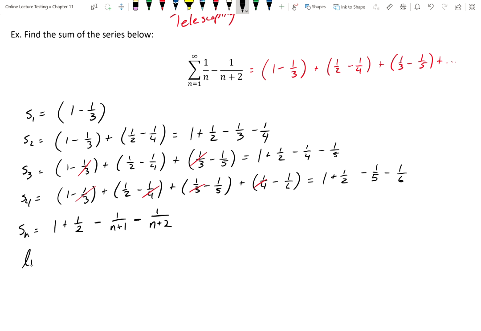Well, let's look at the limit. The limit as n approaches infinity of 1 plus 1/2 minus 1 over n plus 1 minus 1 over n plus 2. Well, these both go to 0, and we're left with 1 plus 1/2. And so the sequence of partial sums is approaching 3/2. Therefore, the series is equaling 3/2.